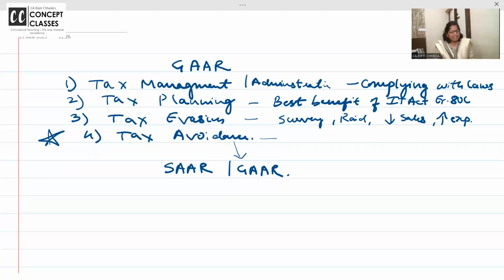Okay, right? क्या है इसका नाम, क्या है? What is it? Tax avoidance. Tax avoidance is people are trying to bend the law by taking the benefit of loopholes. If things are not clear in the Act, everyone will interpret it in their own way.